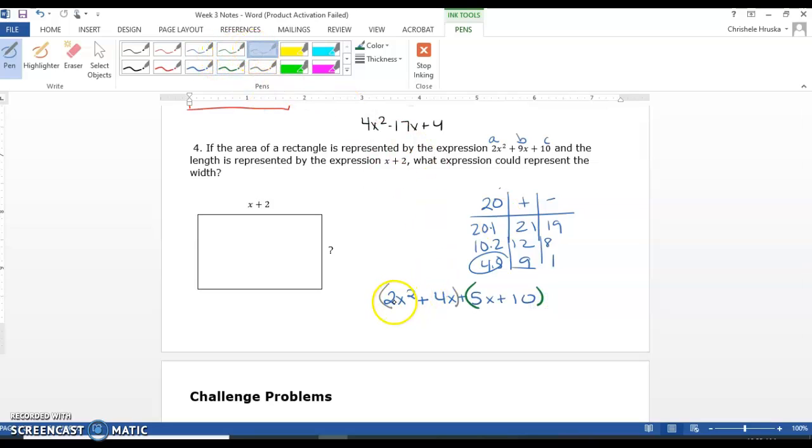GCF of the first set of parentheses, 2x squared plus 4x, 2x, and we'd be left with x plus 2. There it is. And then 5x plus 10, the GCF is 5, and again, we're left with x plus 2. So what's the other factor? It's right here, 2x plus 5.